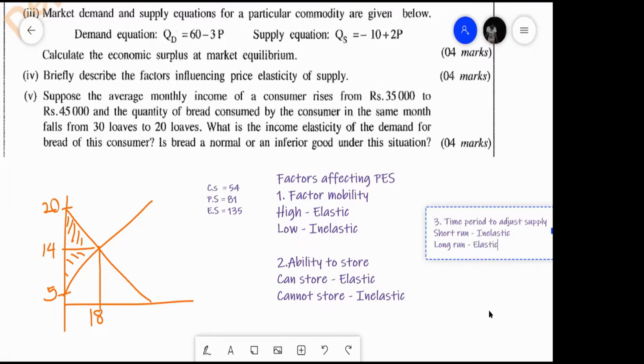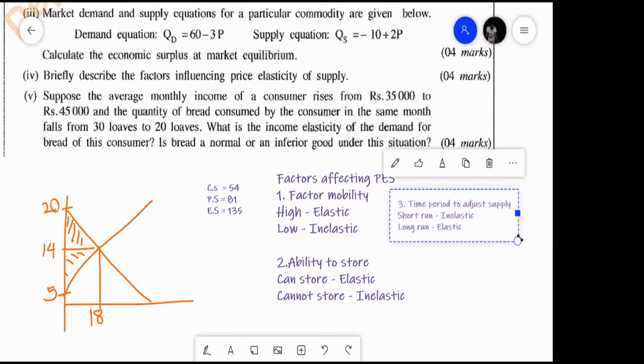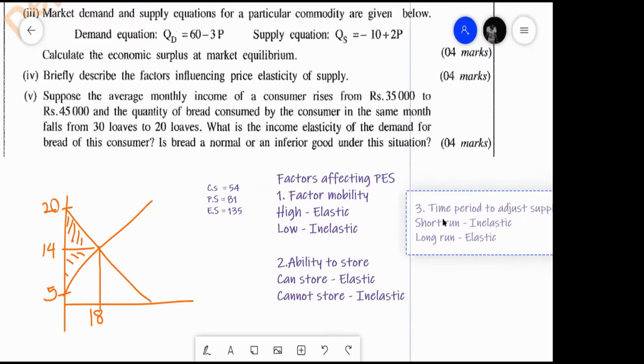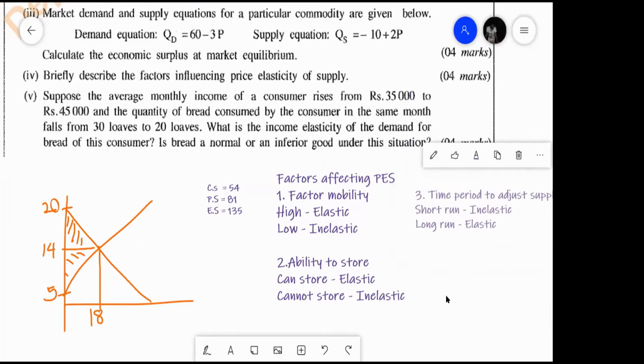Spare capacity. If there is spare capacity, that is also a good point. Can't we write price of the product, cost of production? No, they are asking you for factors influencing price elasticity of supply, not price of supply. Advertising, does advertising really come? I've not seen advertising. I don't think you should try to put advertising there.